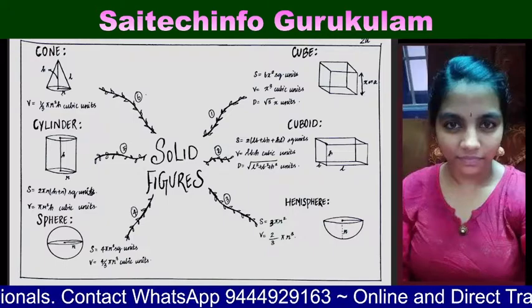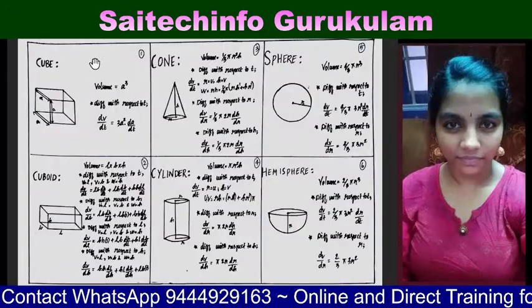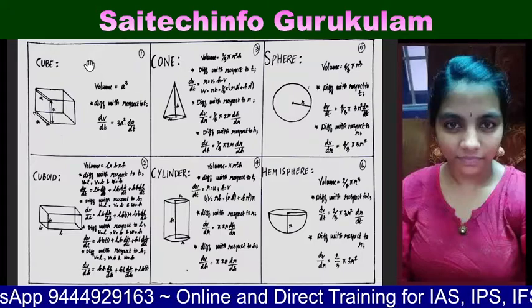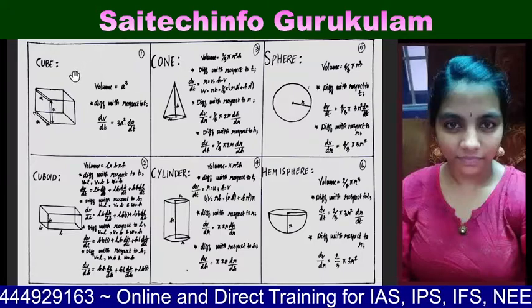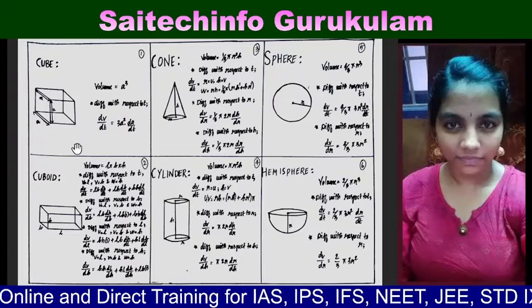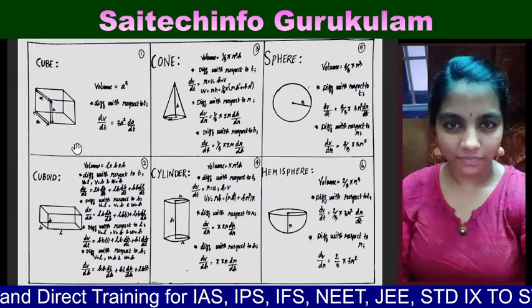Next let's see some differentiations of each shape related to their formula. First one, cube, volume is equal to a cube. Now we are going to differentiate with respect to t. So dV by dt is equal to 3a square dA by dt.